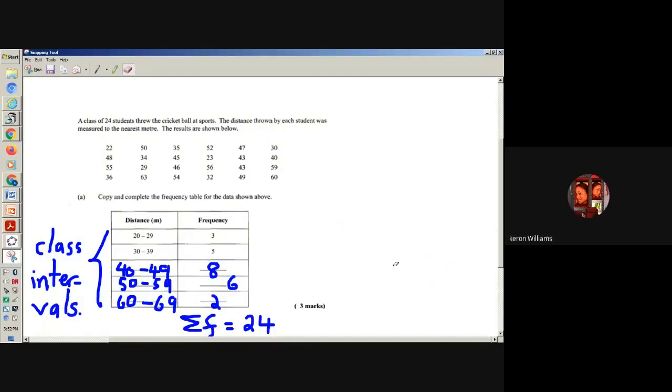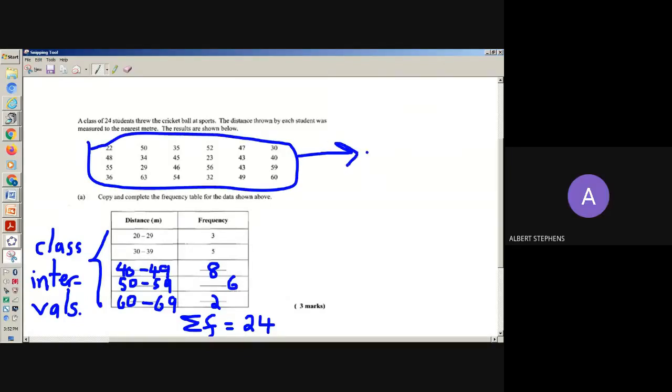Sir, the numbers that are up top, right? The 20, these numbers? Yes, those numbers. These are what we call the raw score.